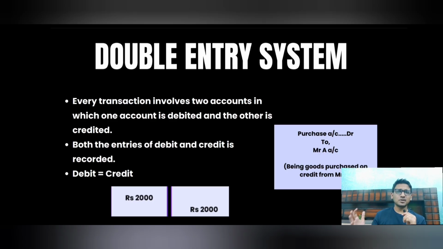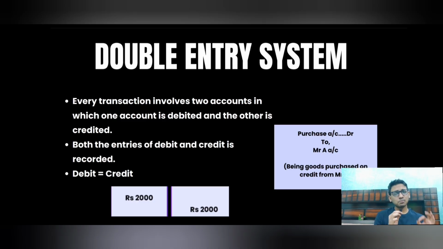Now let us understand double entry system of accounting with the help of a given example. The double entry system of accounting states that any transaction will always involve two accounts in which one account is being debited and another account is being credited. In our example, we have purchases account and Mr. A account, in which purchase account is being debited and Mr. A account is being credited.